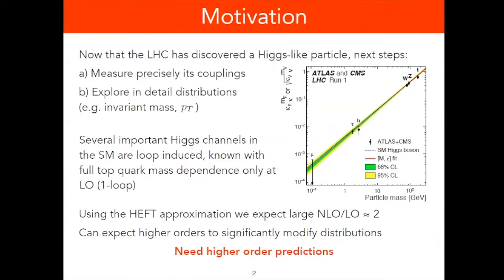And it tells us that the next to leading order correction that we should expect is quite large, even comparable to the leading order. So we can expect very large corrections when we go beyond leading order, which is one loop here. And we can expect these higher orders to significantly modify the distributions. So it's really important that we compute these amplitudes to higher order.